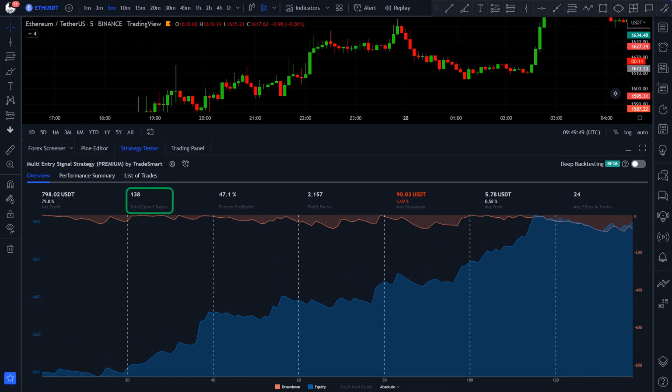Besides that, we have 138 trades, which is decent. We also have a profit factor over 2, which is amazing, and a drawdown of 5.9%, which is under my max tolerance of 10%. Of course, the net profit is usually the most important factor for most people, which is in our case 79%.